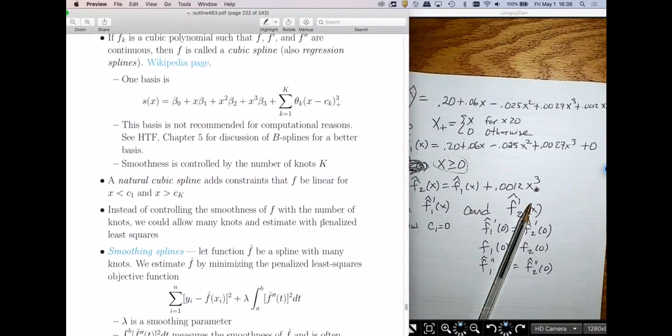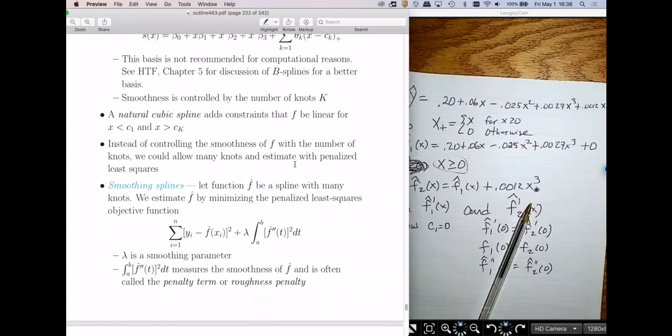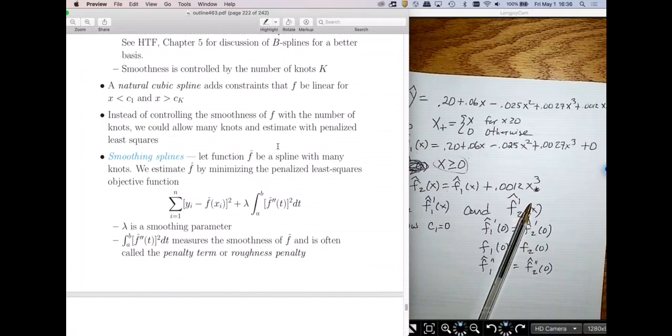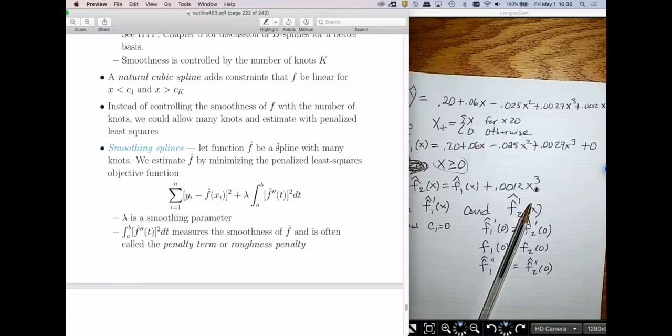There's another problem with what we've been talking about, and that is, where do I put my knots? That's kind of an arbitrary decision. Is there a reason I should have put my knot at 1 and not at 0.9? To avoid these problems, what's usually used in software is something called a smoothing spline. I want to talk a little bit about what a smoothing spline is.